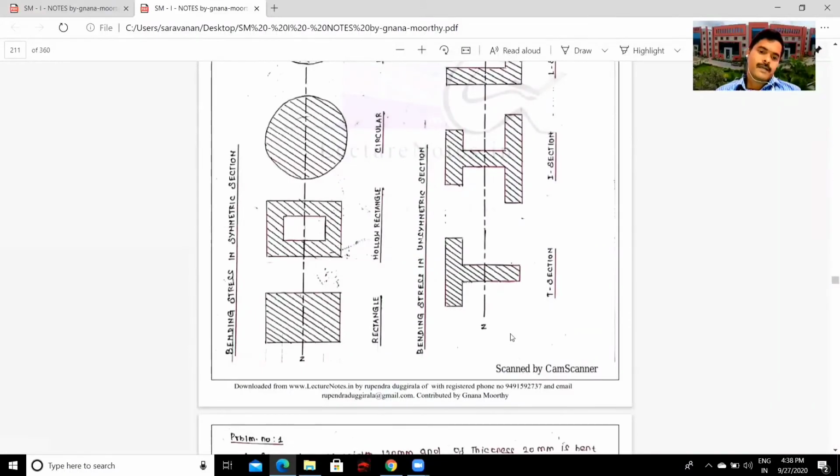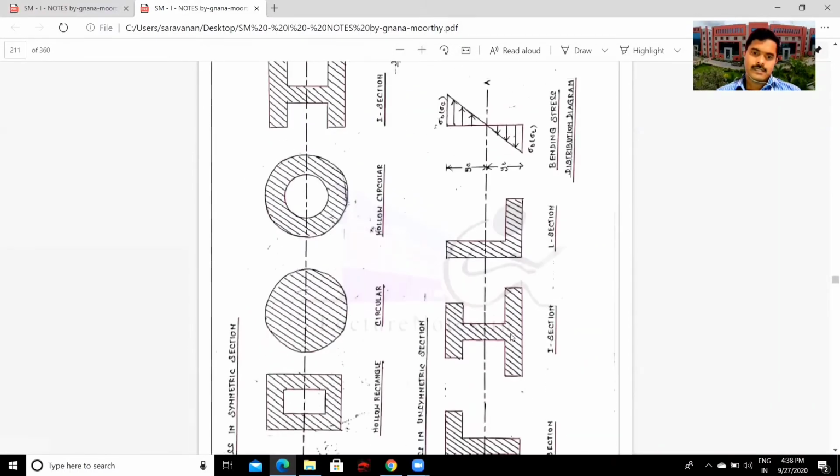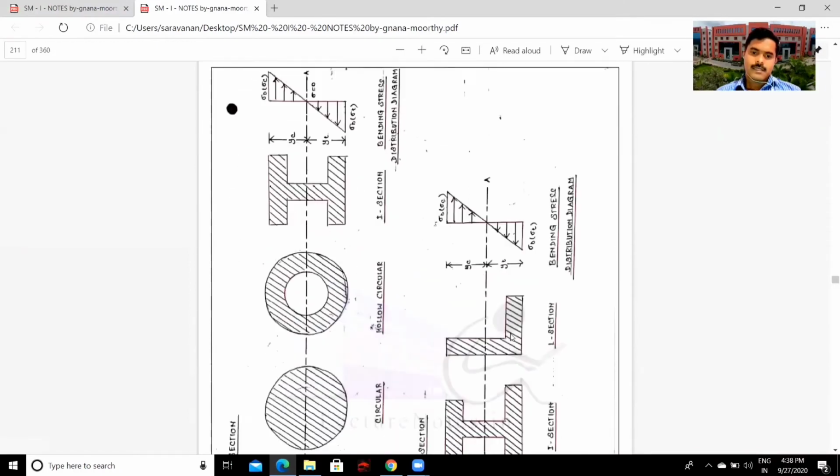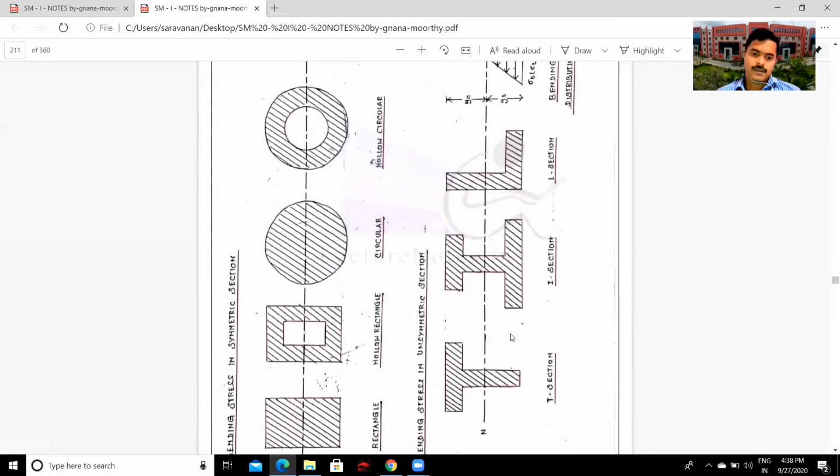So this is the bending stress in the symmetrical cross section. If it is a symmetrical cross section, the bending stress distribution diagram will be like this. You can see this is a solid rectangular section, this is a hollow rectangular section, this is a solid circular section, and this is a hollow circular section.